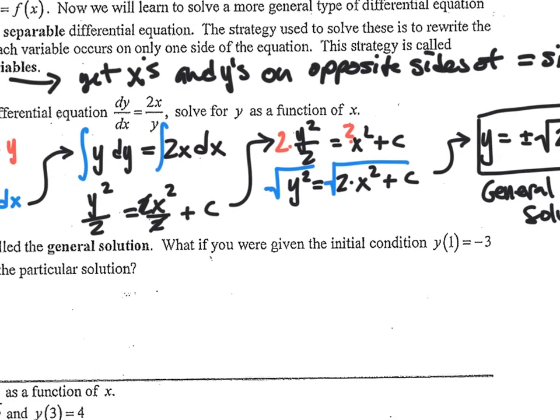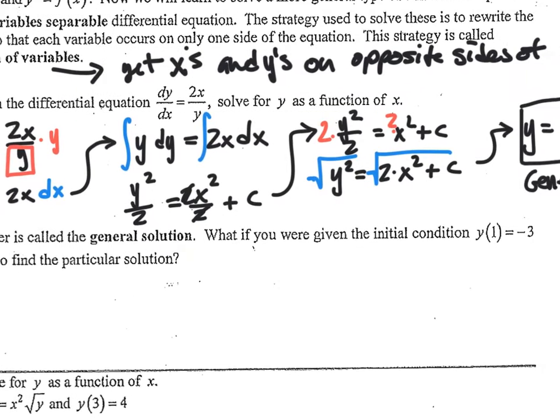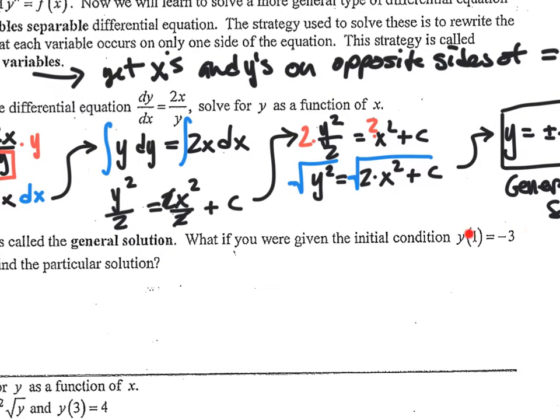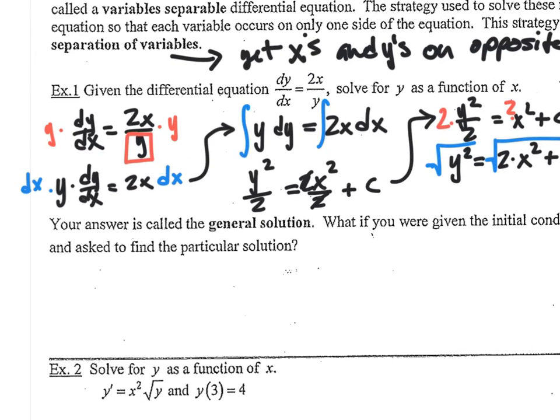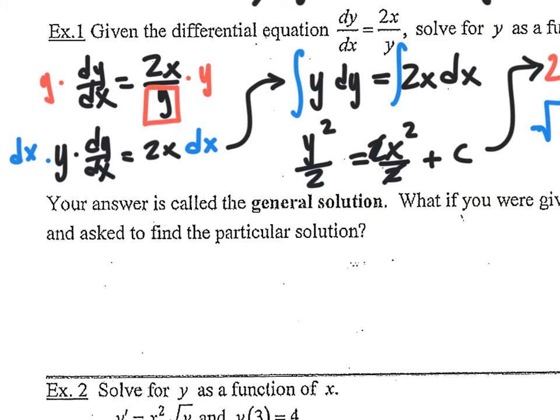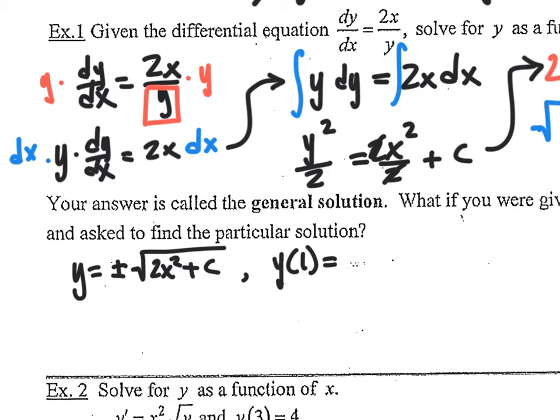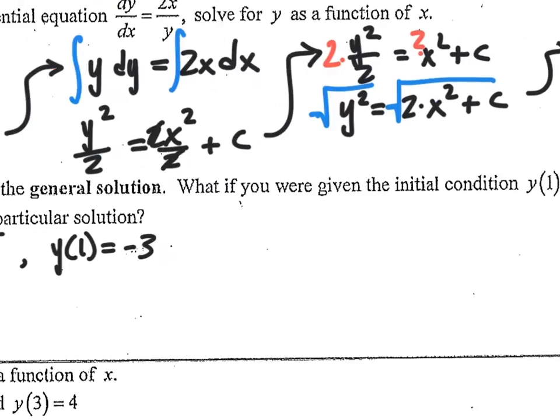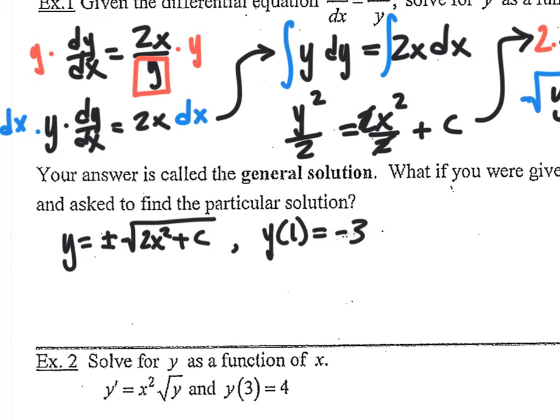In this next part, we're going to use that general solution to find our particular solution where we have the initial condition of y of 1 is equal to negative 3, okay? So what I want to do is take our general solution, which was y is equal to plus or minus the square root of 2x squared plus c. We have that initial condition of y of 1 is equal to negative 3, okay? And so what I want you to notice here is that in this equation, this means that x is equal to 1 and y is equal to negative 3.